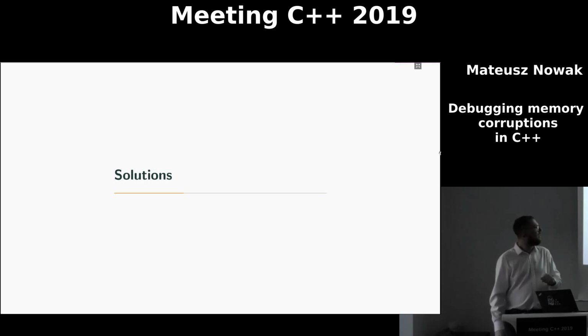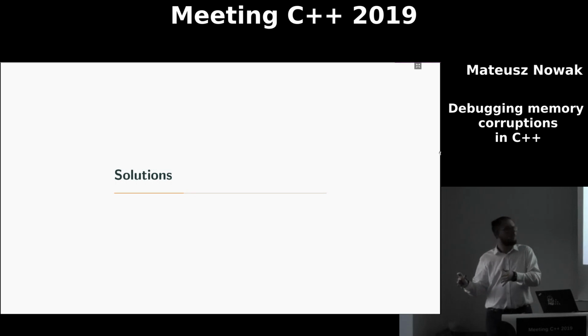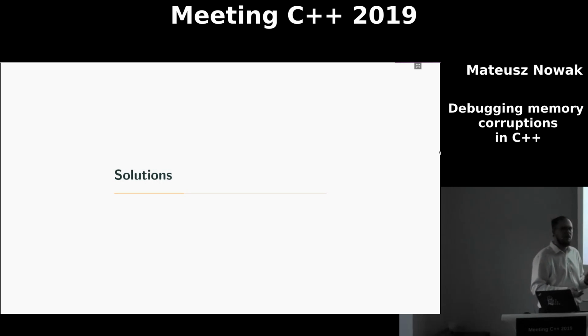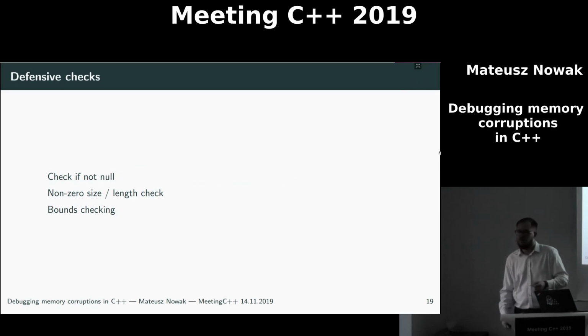Okay, so once we know what data corruption is, then we know how we can fall into it. Then we can look at some solutions for how to prevent falling into it. There are some. Okay, firstly, we get to know what C++ gives us as a language for preventing the corruptions. We can do some defensive checks, bounds checking, if not null, if size is not 0. The simplest thing, and everyone is probably doing this when allocating something or getting a pointer to the function.